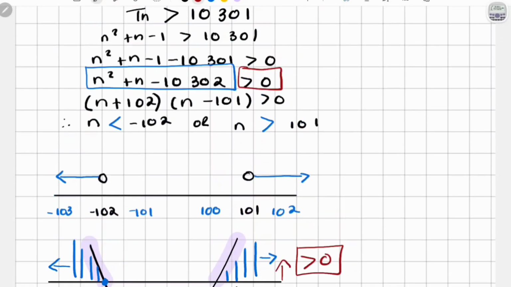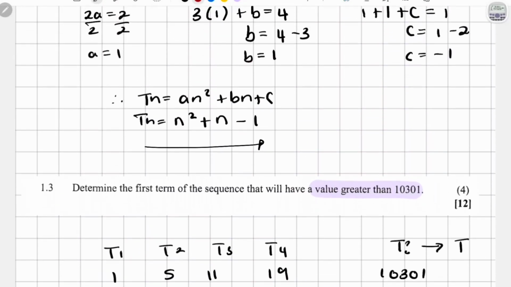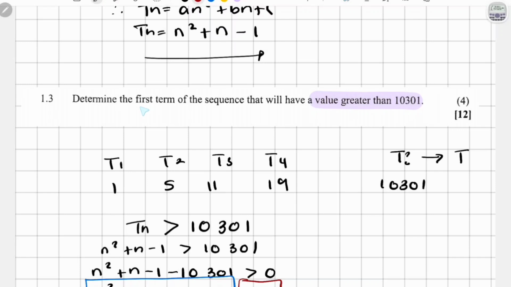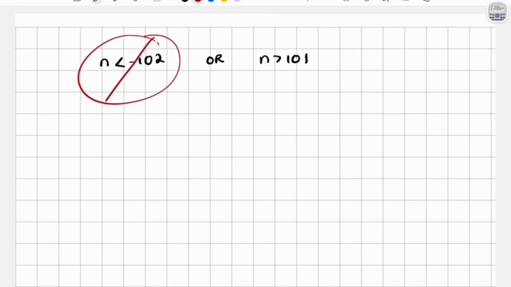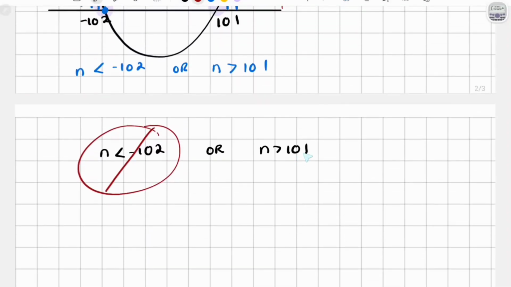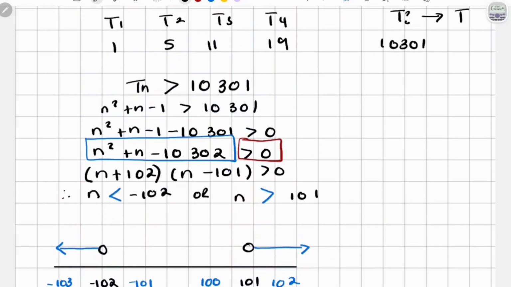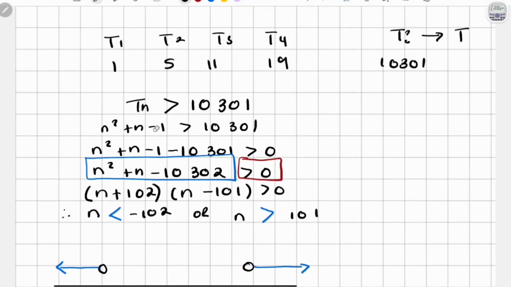But let's go back to the question and just make sure that we are actually answering their question. The question says, determine the first term of the sequence that will have a value greater than 10,301. What is the first term? Which first term will have a value greater than this? Now, you see 101, the term 101. What value does it have? If you take 101 as an n value, as a term value, and you substitute it into this Tn formula, you will literally get 10,301.